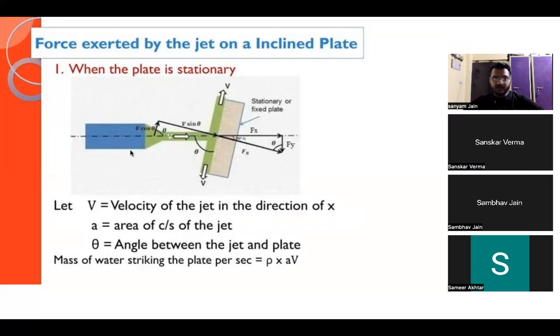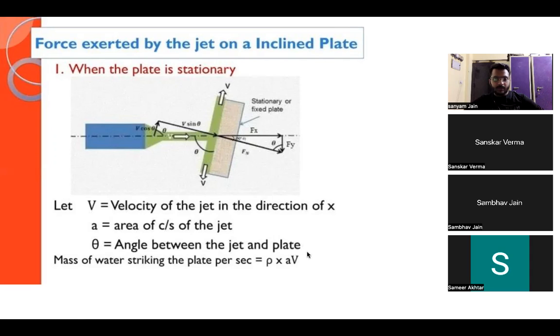So this is our third case, when the plate is stationary and it is inclined. We have to find the force exerted by the jet on this plate. As you know, the plate is inclined, so we have to take the component of the initial velocity of the jet. Initially, the velocity of the jet in the x direction is v, but we have to find the velocity perpendicular to this surface. If this angle is theta, then when we take a component normal to it, it will be v sine theta.